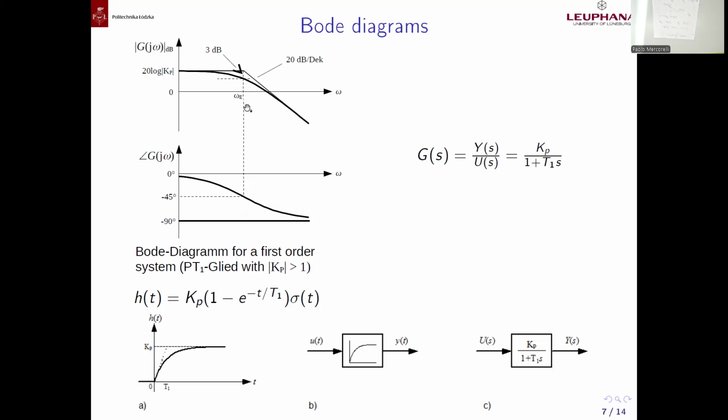Here we can see the Bode diagram. Let me see if I have something in order to speed up. Yeah, could be that I have it. Oh, I have it, I have it. So we can speed up instead of rewriting everything.